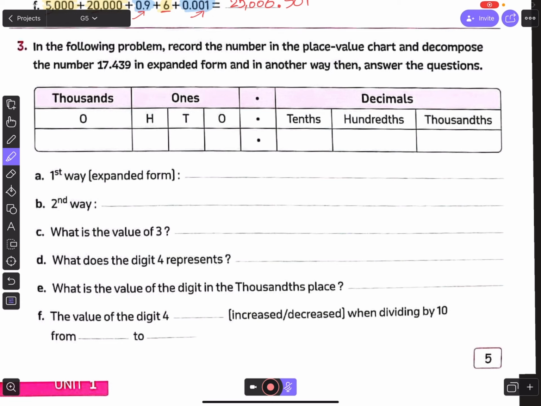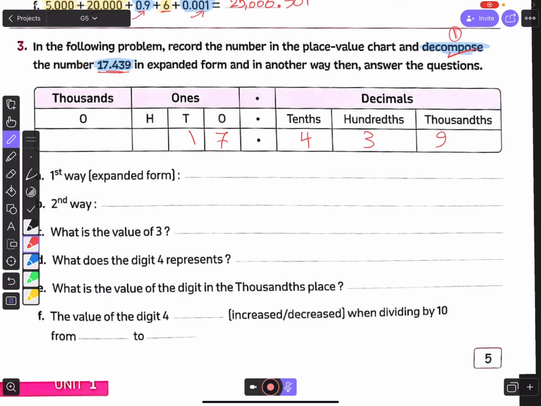In the following problem, record the number in the place value chart. This place value chart, which is this table. And decompose. I will decompose this number, which is 17 and 439 thousandths. At first, I will decompose the number. Let's decompose this number. It will be 17.439. We finished number 1.